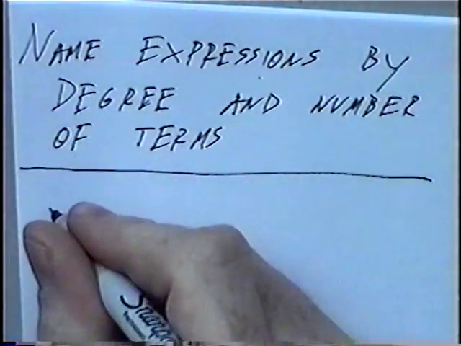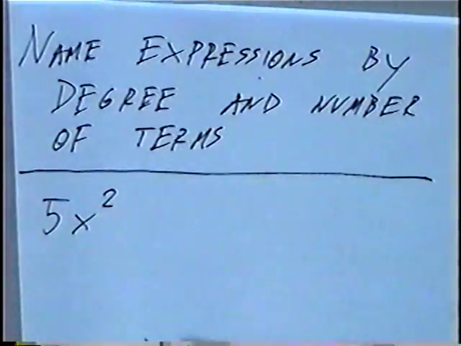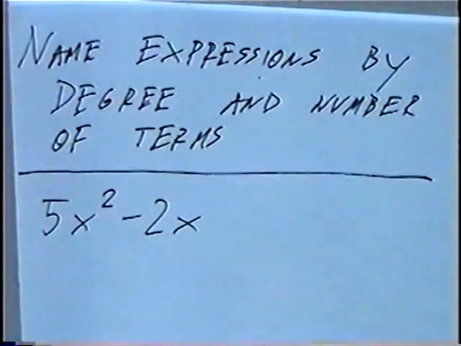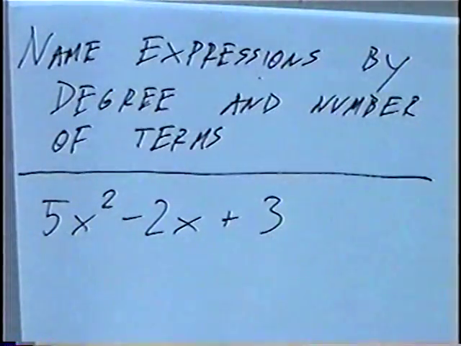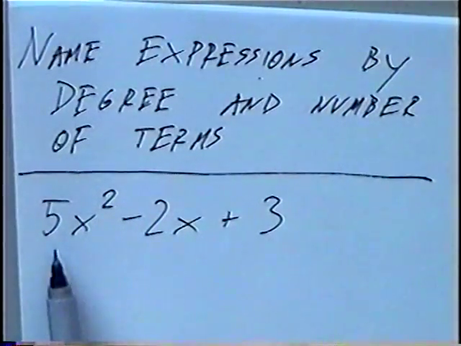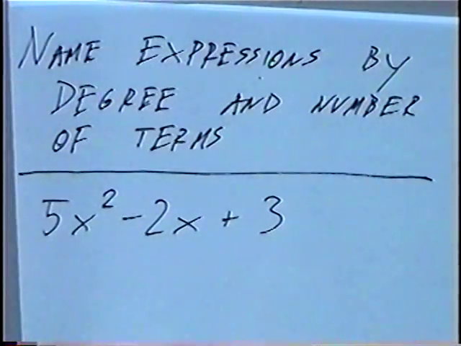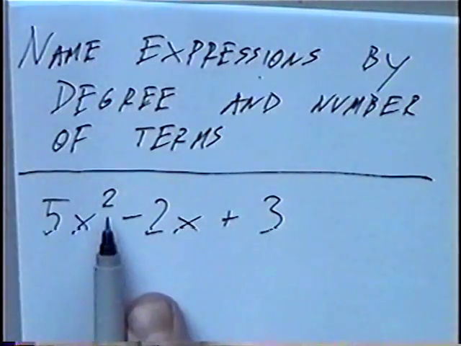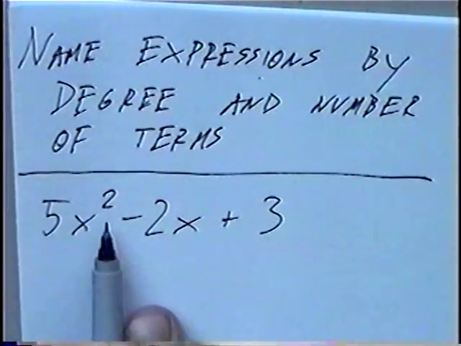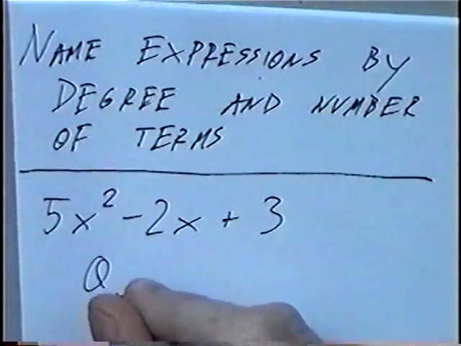In this section, we'll use the previous two tables and name each expression by its degree and also by the number of terms. First question, 5x squared minus 2x plus 3. Looking at the first table, classifying this expression by the degree, when we have a single variable with different terms separated by a plus or minus sign, we want to find the highest exponent for the degree. The highest exponent is 2, and looking at the degree table for 2, this would be a quadratic expression.